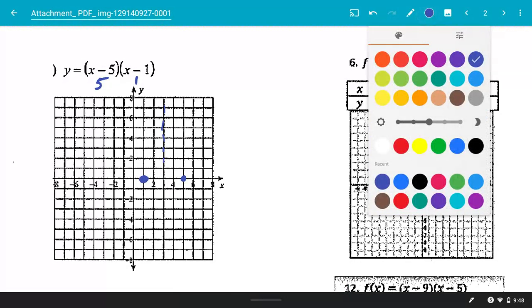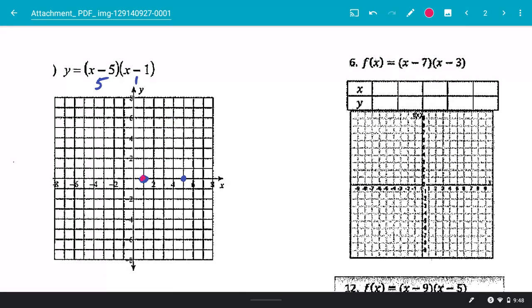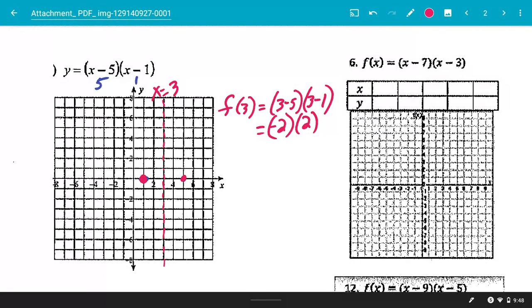You know what? Let's go to red. It's kind of hard to see that blue there. 1 and 5. Okay. So right in the middle then is x equals 3. Plug it in. F of 3 equals 3 minus 5 times 3 minus 1, which is -2 times 2. And negative 2 times 2 is a negative 4. So my vertex then is 3, negative 4.